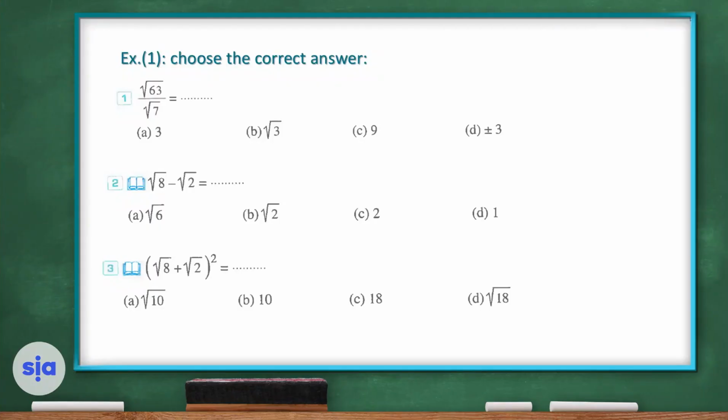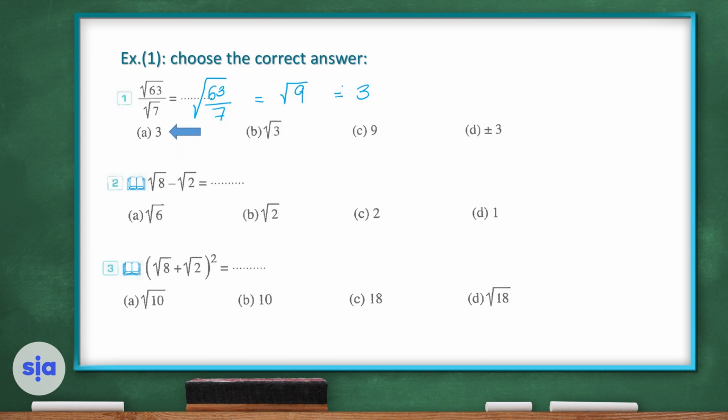The first exercise, the question is asking us to choose the correct answer. Square root of 63 divided by the square root of 7. Then we need to simplify this. It will be square root of 63 over 7. Then it's square root of 9. Then what is the answer of a square root of 9? Yes, excellent. It is 3. Then the right answer of question 1 is choice A.